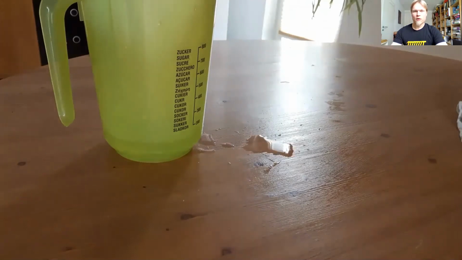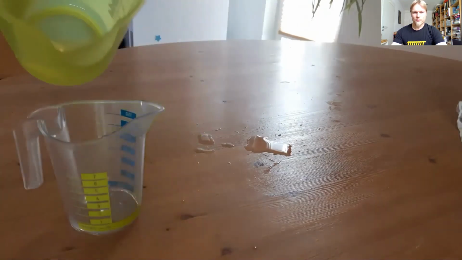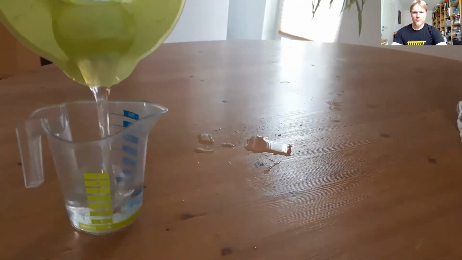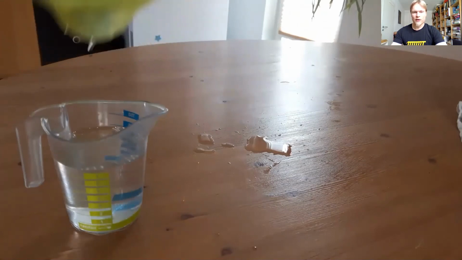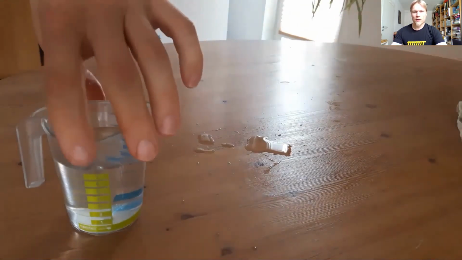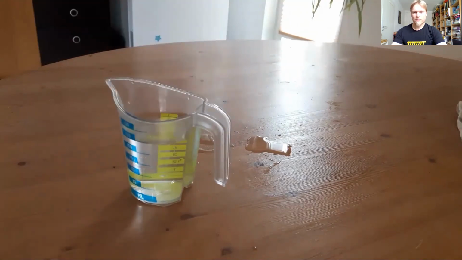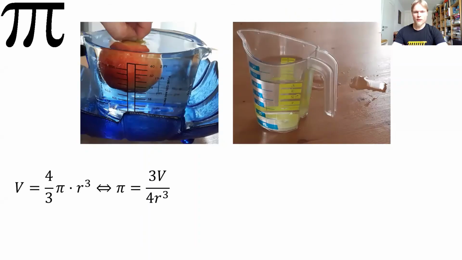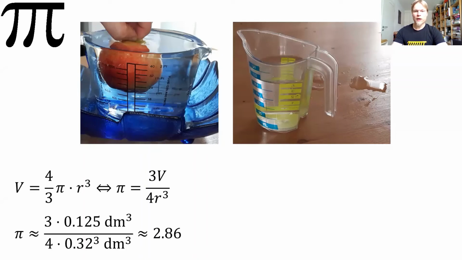Not easy to get all the water in the can. But here you can see the amount of water the apple displaced. This time I use the formula of the enclosed volume of a sphere. My calculation for pi is 2.86, which is a bit too small. As you can clearly see, this is because I spilled some of the displaced water before measuring its volume.